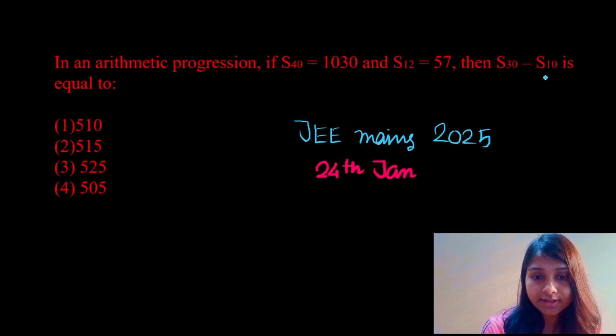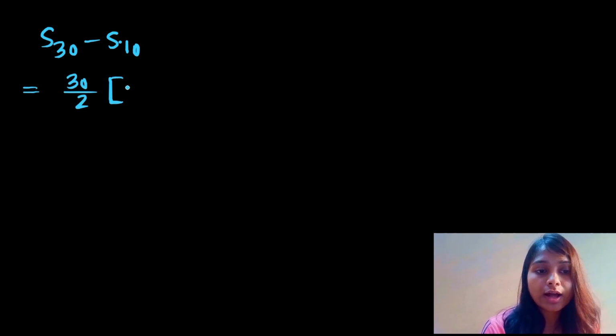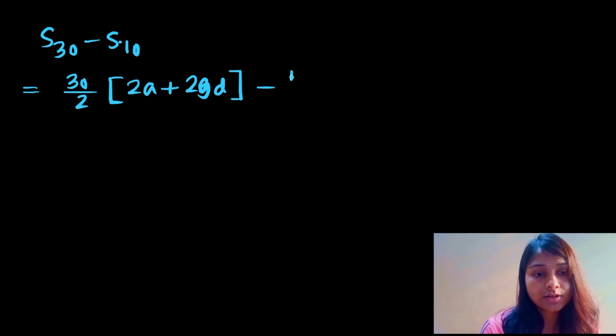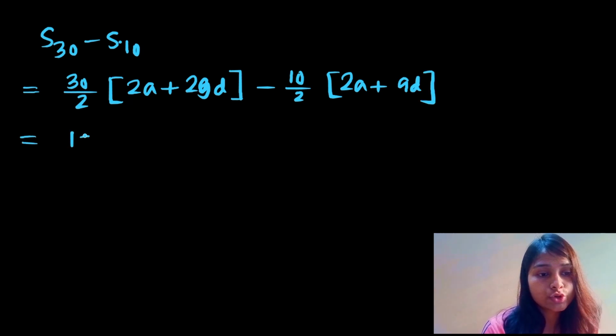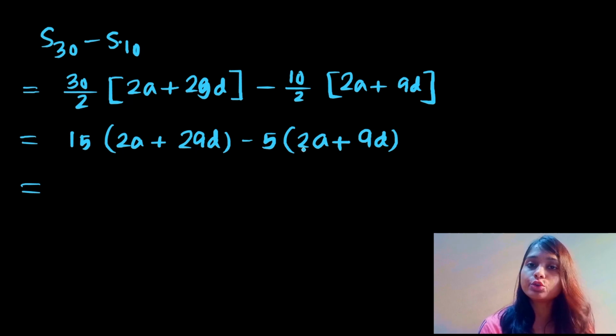For that, we need to find the value of S30 minus S10. Let me first write down S30 minus S10. So 30 will be 30 by 2. I am again using the formula only. So 2a plus 29D, and here we will have 10 by 2, 2a plus 9D. So from here we have 15 into 2a plus 29D minus 5 into 2a plus 9D. So here we have 15 into 2, 30, minus 5 into 2, which is 10. So 30 minus 10 will be 20a plus 29 into 15.